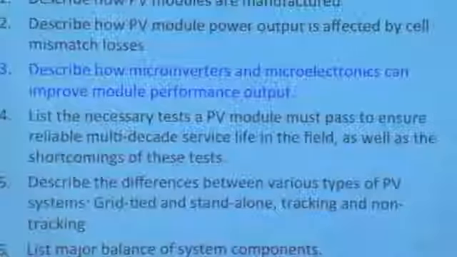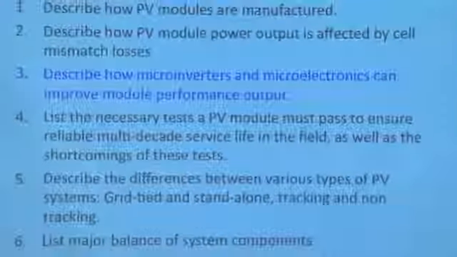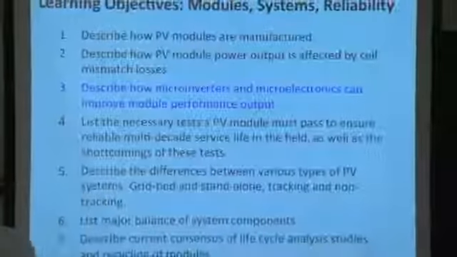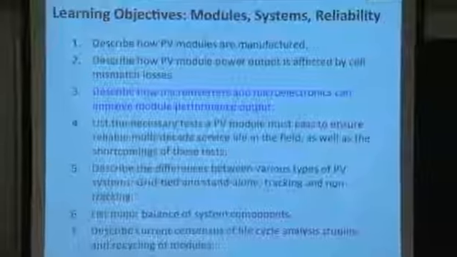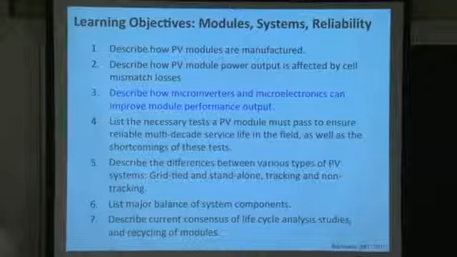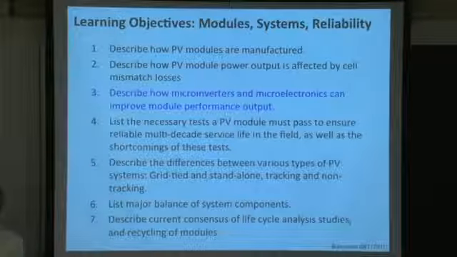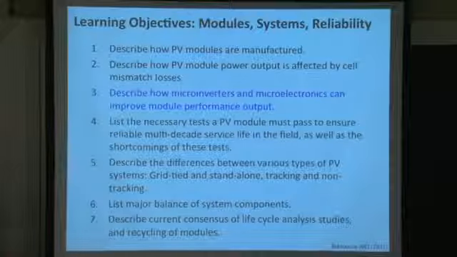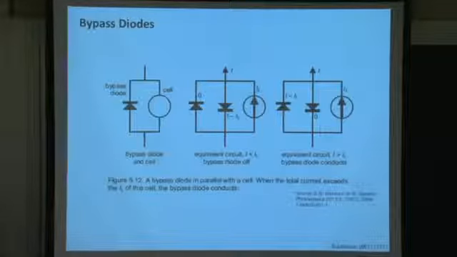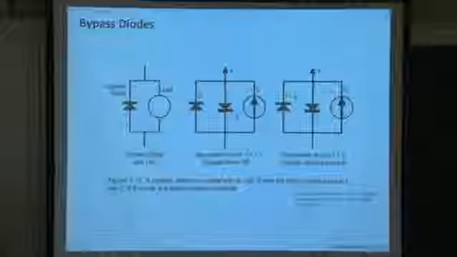All right, so we planted that flag, and let's come back to it. We're going to describe how microinverters and microelectronics can improve module performance output. Even if you didn't follow all the detailed explanation until now, you can appreciate the fact that a bad apple, a bad solar cell, connected in series or in parallel with the rest of them, can cause the combined output of the module to be lower. And so we're going to talk about how microelectronics and eventually microinverters can help resolve that, either on a cell level or on a larger module-to-module level.